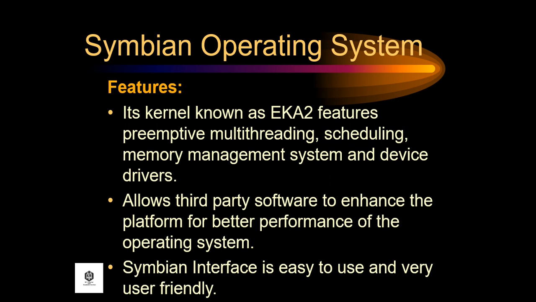The features of Symbian operating system are: its kernel, known as EKA2, features preemptive multithreading, scheduling, memory management system, and device drivers. It allows third-party software to enhance the platform for better performance of the operating system. Symbian interface is easy to use and very user-friendly.